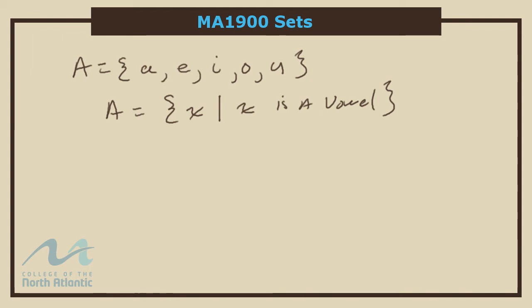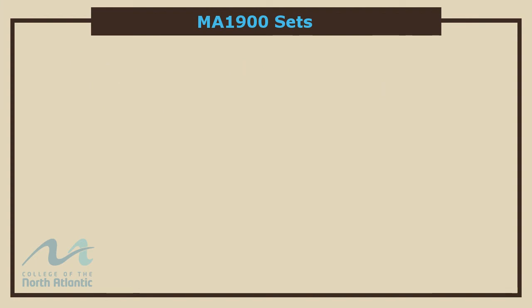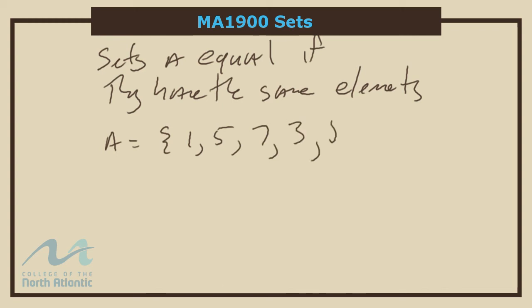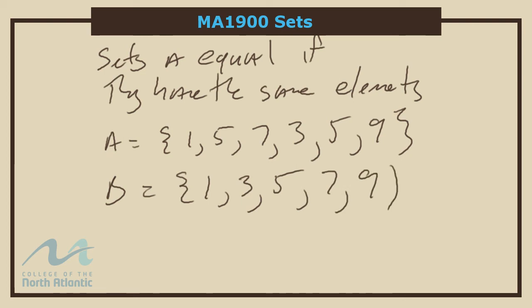A couple of interesting things to remember just before I wrap up this particular clip is that two sets are equal if they have the same elements. So if A has 1, 5, 7, 3, 5, 9, and B has 1, 3, 5, 7, 9.